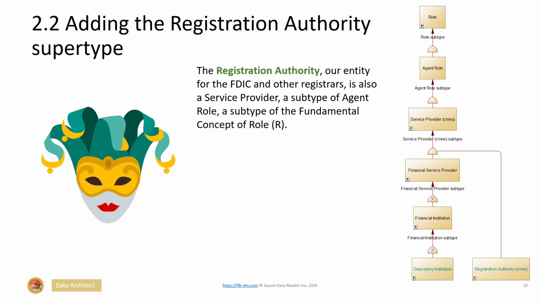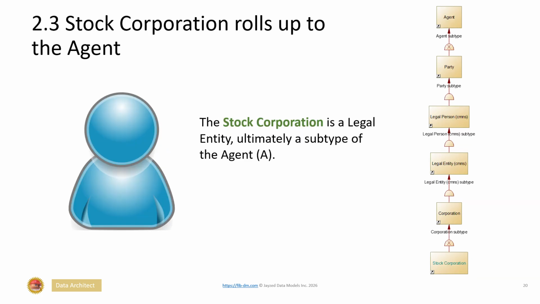Next we do the same for the registration authority, our entity for the FDIC and other registrars. It's also a service provider, subtype of agent role, and the fundamental concept of the role. The stock corporation is a legal entity, and it's a subtype of legal person, party, and the agent.